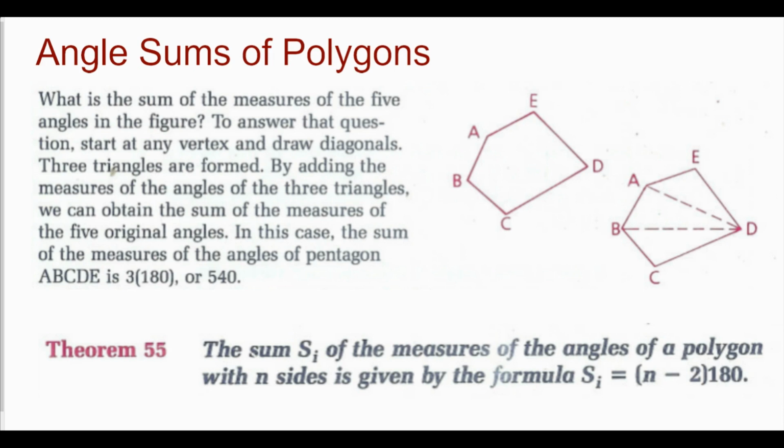This works for every polygon, therefore we can use the following theorem. The sum of the measures of the angles of a polygon with n sides is given by the formula (n minus 2) times 180. So I take the number of sides, I subtract 2, and then multiply that number by 180.